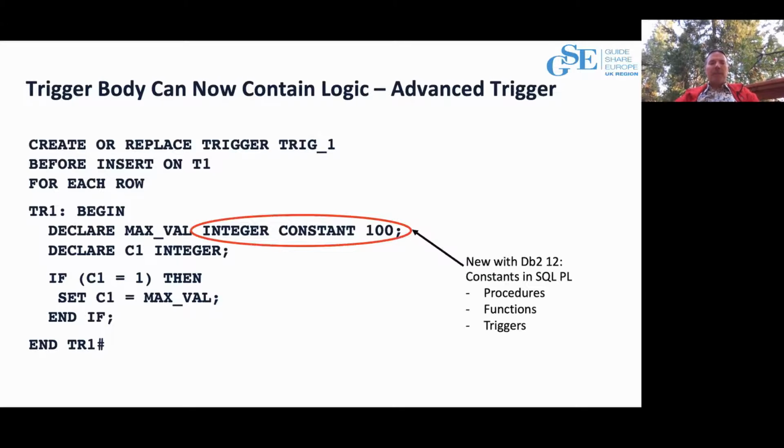Some other capability that was added for any type of SQL PL capability is the ability to have constants. So that's whether it's procedures, functions, or triggers, you can have constants now.